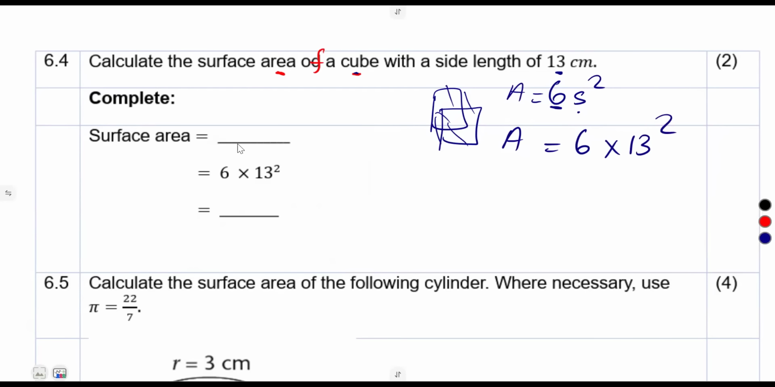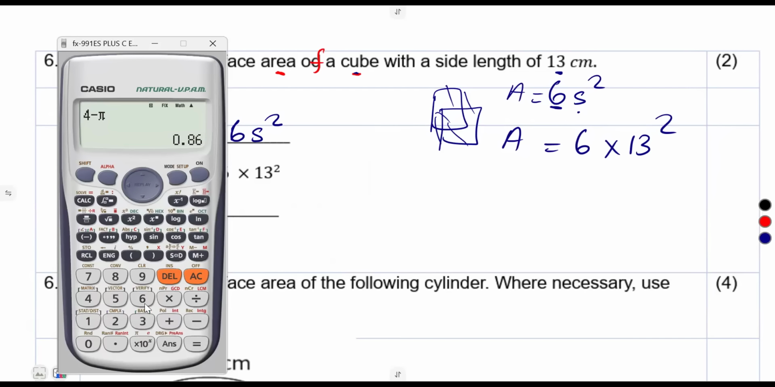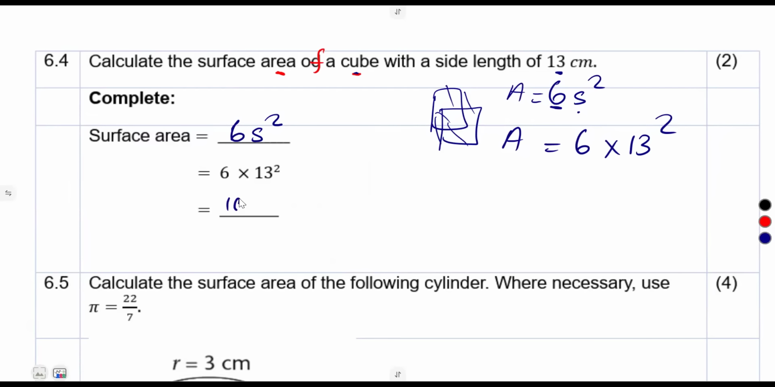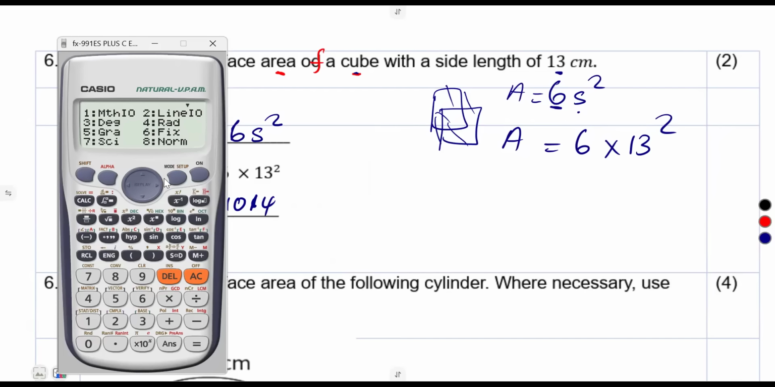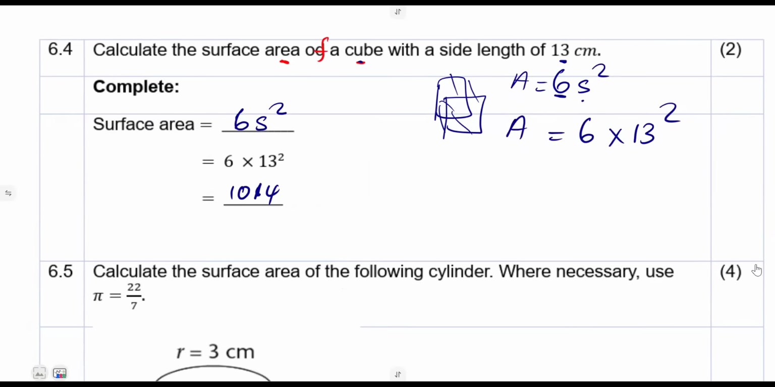It's actually, they gave us something here. Surface area is equal to, all right, so 6s squared. Then you multiply there, 6 times 13 squared, which is 1014. All right, remember I just fixed my calculator there, but it's 1014. Let's use the go back, shift setup, press 8, press 2. All right, so that's 1014 square centimeters, the surface area in square centimeters.